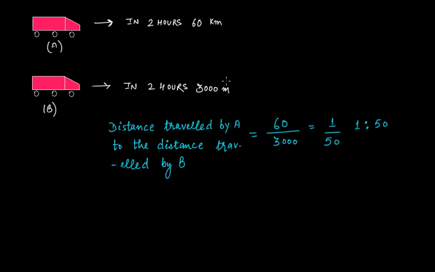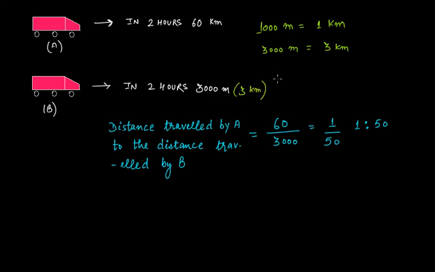Now we know that 1000 meters is 1 kilometer, right? If 1000 meters is 1 kilometer, then how many kilometers will there be in 3000 meters? Therefore in 3000 meters there will be 3 kilometers, right? So this will be 3 kilometers.